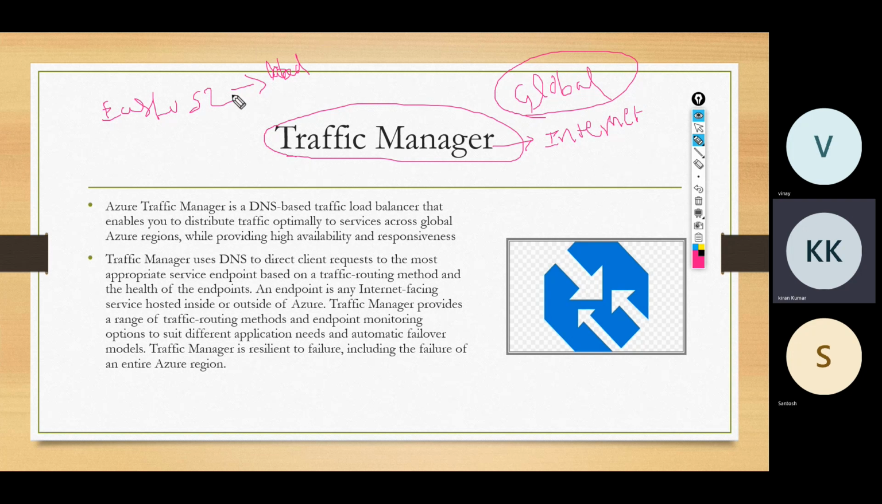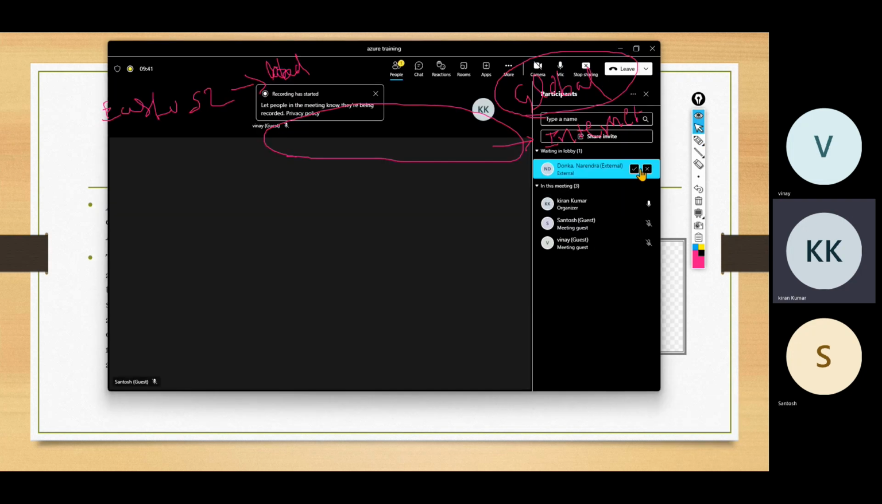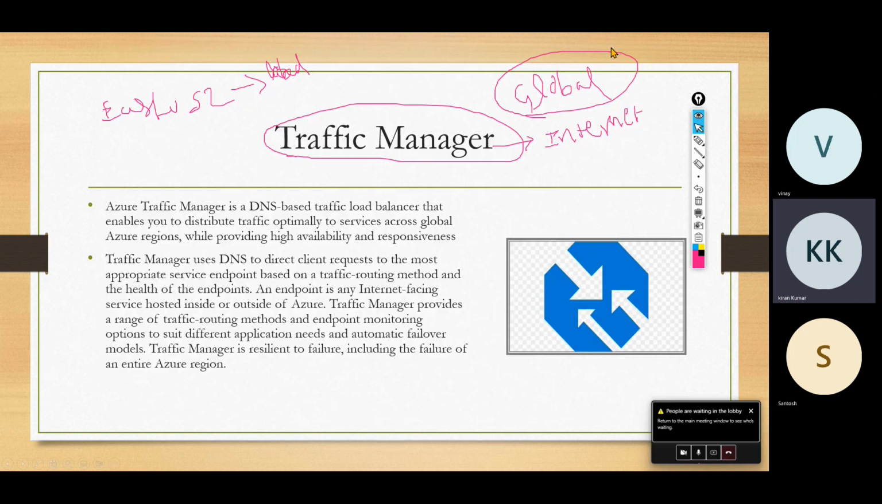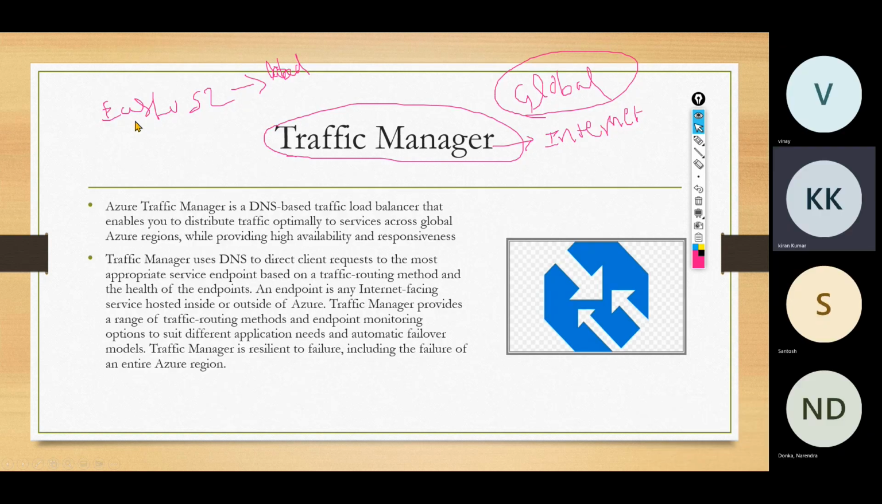Normally, the Azure regional load balancers support both within the organization. That means through private IP address as well as public IP address, it's supported. But Traffic Manager is a global load balancer, and only supports over the internet. And especially this load balancer works on DNS. Based on DNS only, it will work.